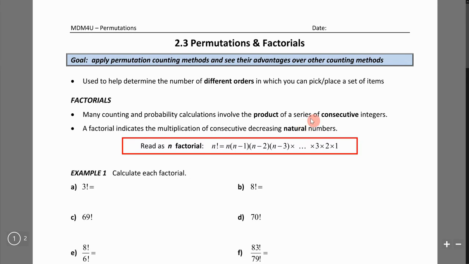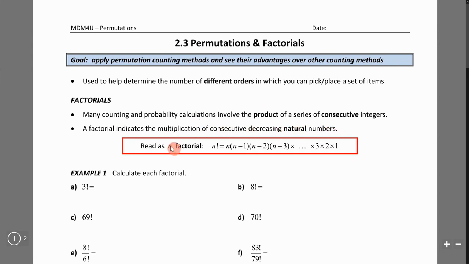Okay. So what are we going to be learning here? We're going to use this to help determine the number of different orders in which we can pick or place a set of items. Many counting and probability calculations involve the product of a series of consecutive integers, which is what we did in the last section. And a factorial indicates the multiplication of these consecutive decreasing natural numbers.